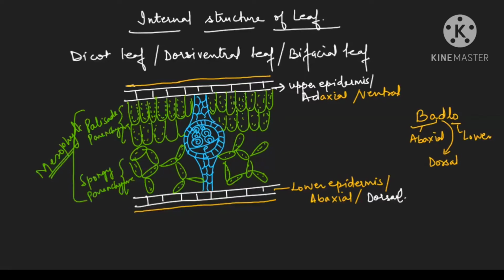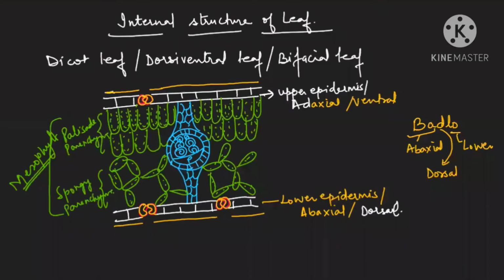Now in case of dorsiventral leaf, just see the diagram carefully. In the lower epidermis, see here, you are having more stomata. So stomata are more on the lower epidermis as compared to the upper epidermis in case of dicot leaf. And if you see in the stomata, the guard cells are bean shaped. Guard cells are bean shaped.